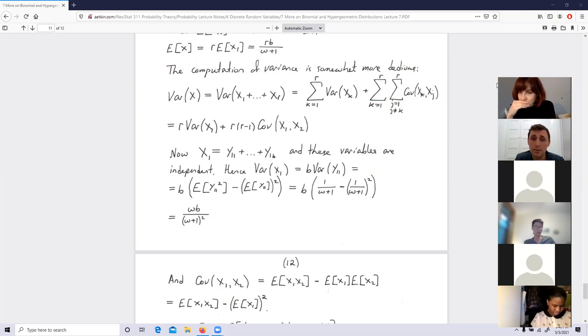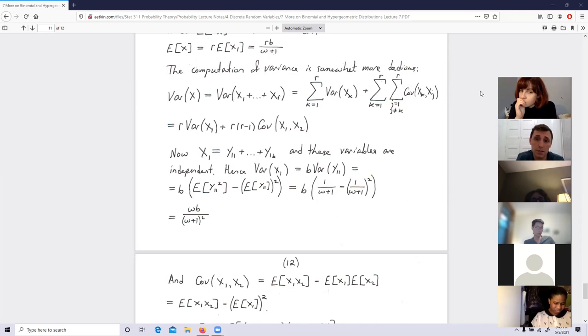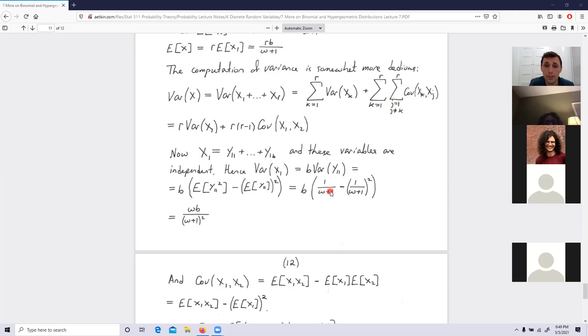Yes? Because what is Y11? It's a variable that tests whether or not the first black ball is in the first gap, and that will not affect in which gap the second black ball will be located. So they're independent, and that would simply be the sum of variances. So it would be B times the variance of Y11. Now, what's the variance of Y11? It's the expected value of Y11 squared minus that number squared. The expected value of Y11 squared is still the same probability. When you square this random variable, you get the same thing as Y11; squaring it doesn't change anything, it's not changing the labels. So that would be 1 over W plus 1, minus 1 over W plus 1 squared, times B, and this is the quantity you obtain.